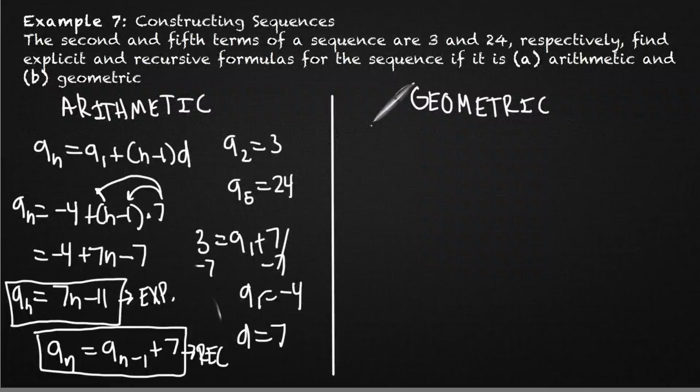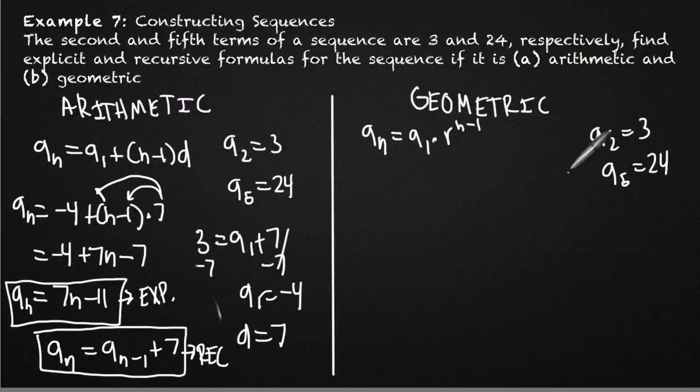So geometric, our little formula is A sub n is equal to A1 times R to the n minus 1. And so once again, A2 is 3 and A5 is 24. So let's see how this works. A5 is 24. Let's put that right there. And that's equal to A1 times R to the 5 minus 1. That is 4.